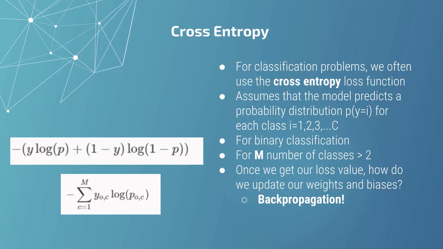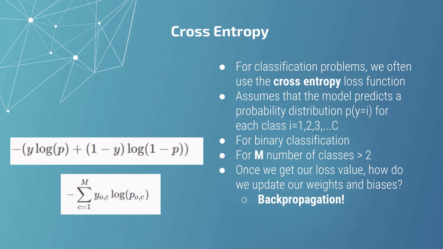Next, we'll discuss what cross-entropy is. For classification problems, we often use the cross-entropy loss function. This is similar to the quadratic cost function, but it's a little different. The formula for the cross-entropy function is shown on the left. Cross-entropy assumes that the model predicts a probability distribution P of y equals i for each class, 1, 2, 3, to some c. These are all of the classifications we want. It's also for binary classification, or you can use it for an m number of classes that's greater than 2.